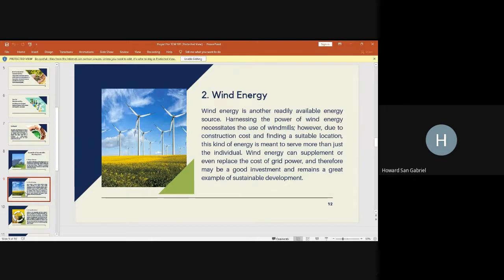Wind energy. Bukod sa solar energy, mainam rin ang paggamit ng wind energy. Ginagamit ang mga windmills dito. Iniipon ang pwersa at lakas ng hangin upang maging enerhiya. Ganun pa man, mahal ang paggawa ng mga windmills at kailangan ng magandang lokasyon na may malakas na hangin. Kung kaya't hindi lamang isang tao o bahay ang makikinabang dito. Dahil dito, maaari din itong maging magandang investment.